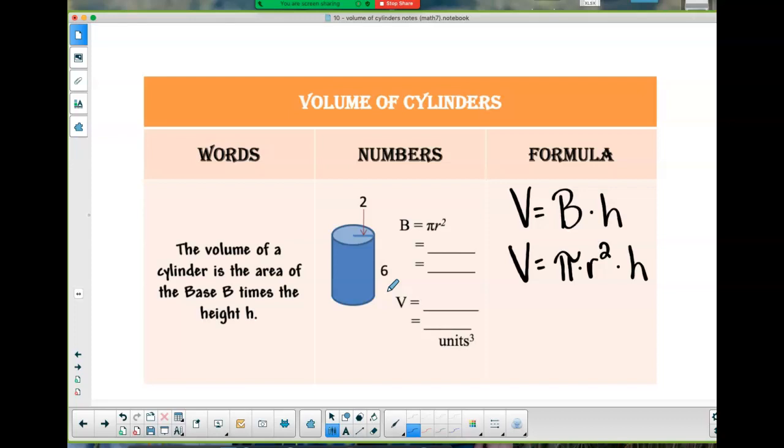Obviously we're going to need a calculator. So grab that out. If you need to borrow a calculator, come and grab one. You don't want to do this in your head when you're multiplying by pi. That's too much for our brains to handle. So grab a calculator if you need one.